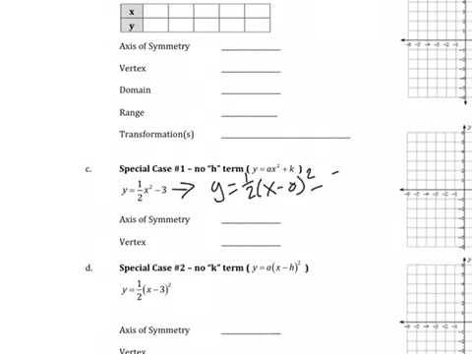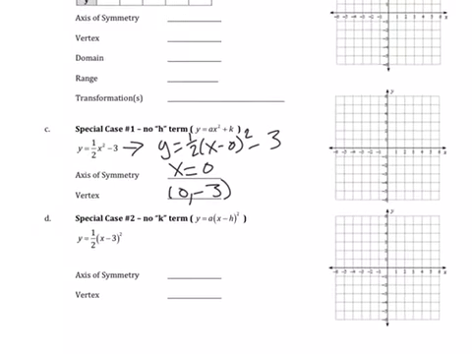So this is really what it would look like expanded out, which just means that our vertex would be 0, -3, and our axis of symmetry would just go through the line of 0. Okay? Let's go ahead and graph that one.